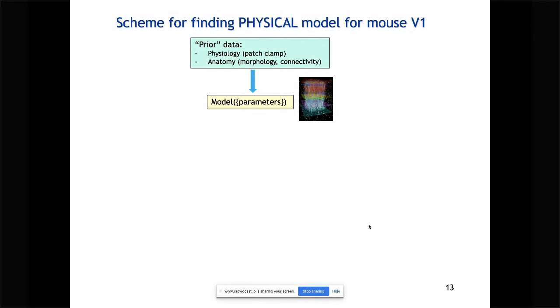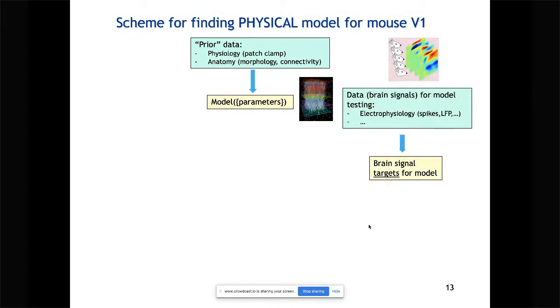You have parameters for all these connection weights and positions, and neural models for that matter. Then you want to test the predictions from these models against experiment. And then you need a separate type of data. In the case that I'm talking about here, it's really mainly electrophysiology.